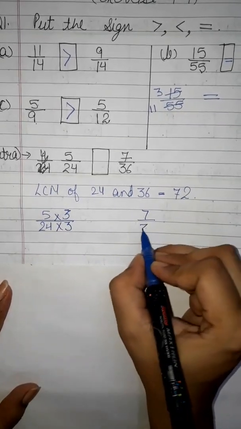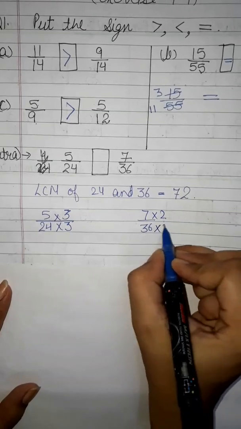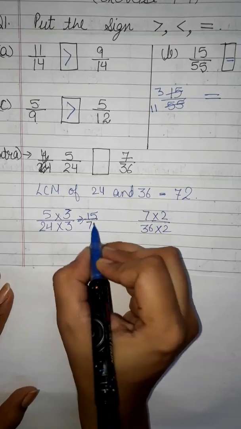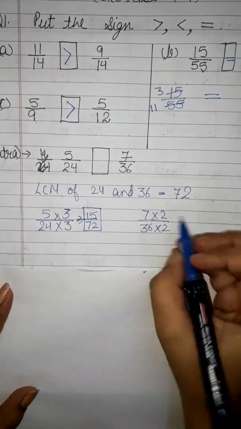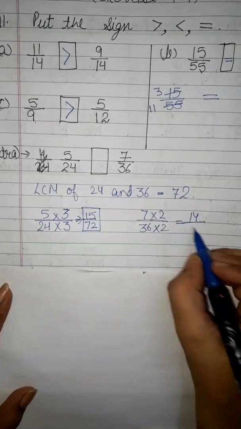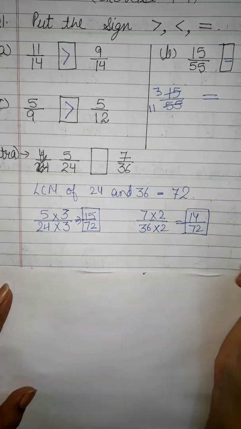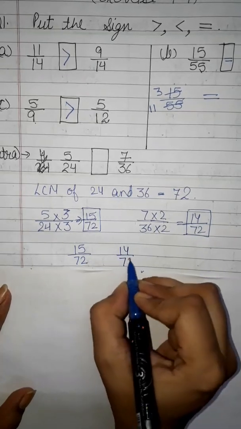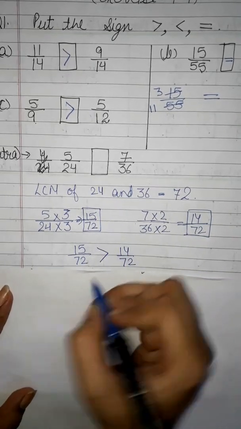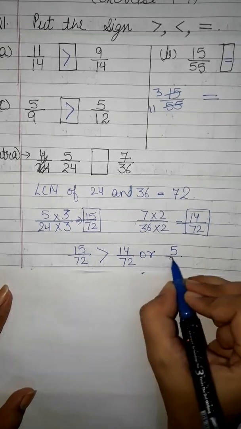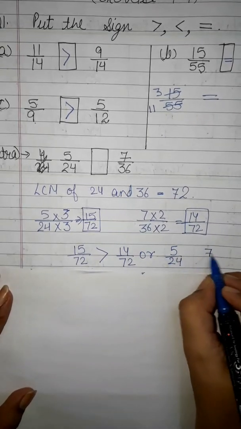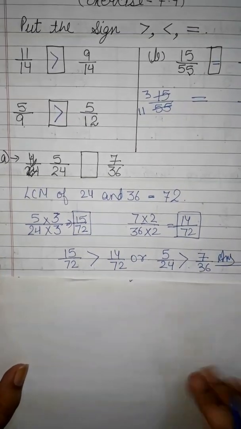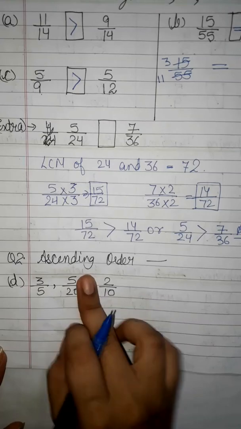And this side what we can do, multiply by 2. So now what we get here, 15 by 72, and here 14 by 72. Now easily we can compare, children. 15 by 72 and 14 by 72. So this side is greater, or you can write 5 by 24, 7 by 36. So this side is greater. This is the answer. Now see how to do the ascending order.